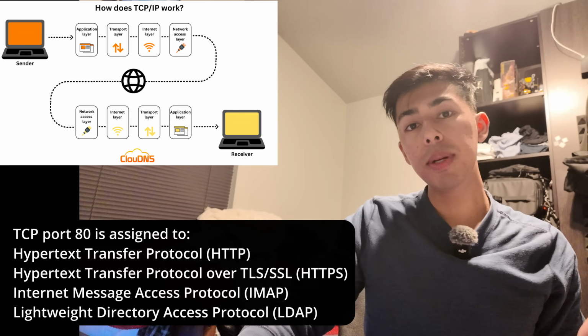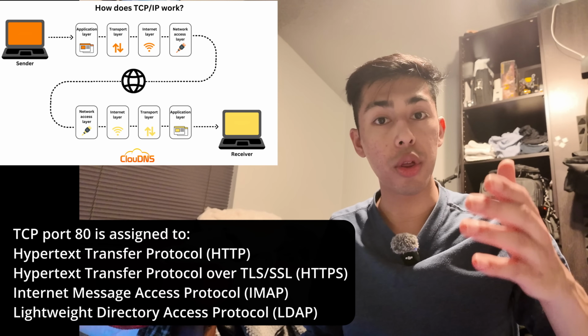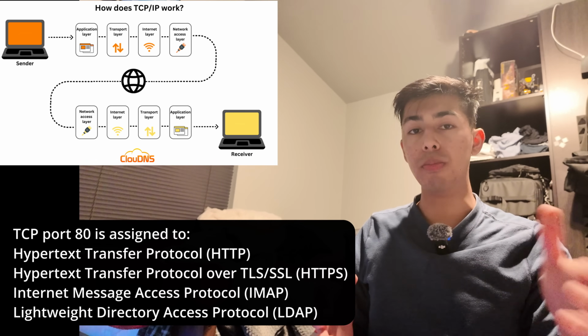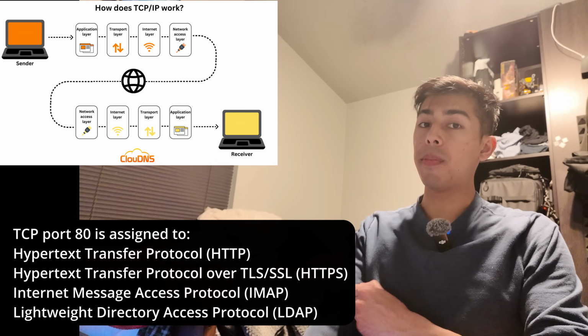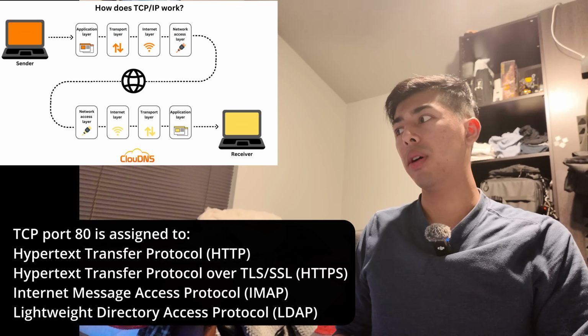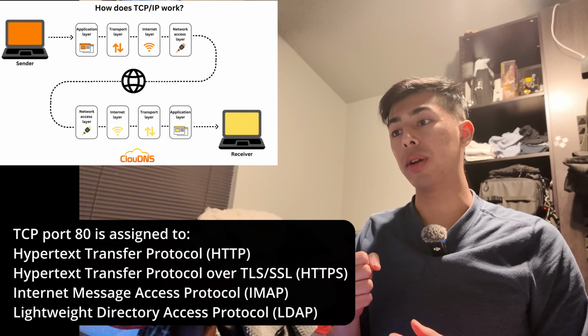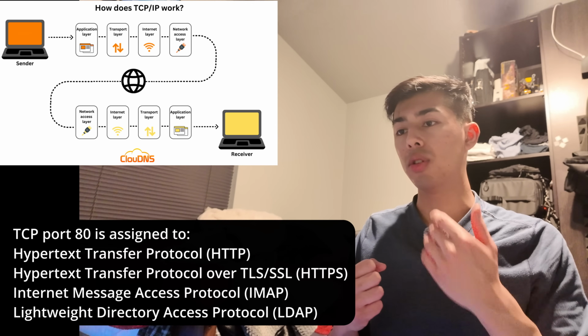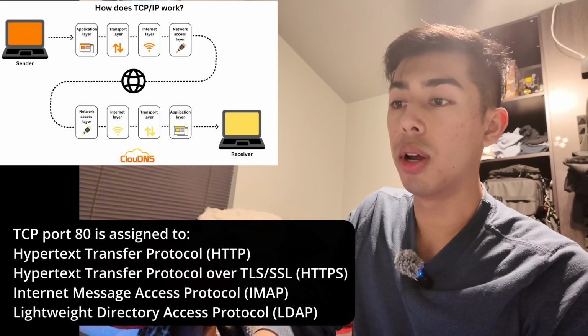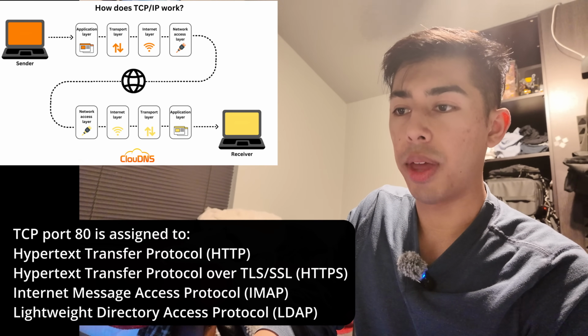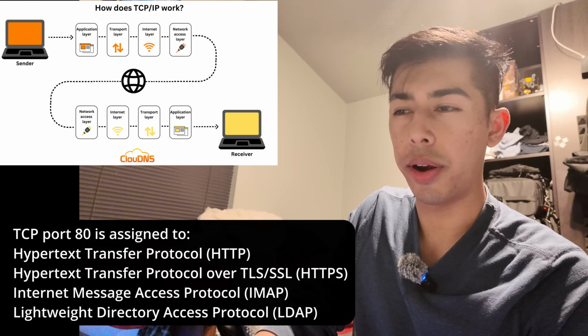LDAP is going to use TCP and UDP ports 389, and it uses both because if you want to search a directory, you want to search it fast. But if you want to pull a file out of the directory, you're going to want it to be reliable. So you would use TCP. You'd want a reliable connection to that. So that would be for LDAP, not our answer.